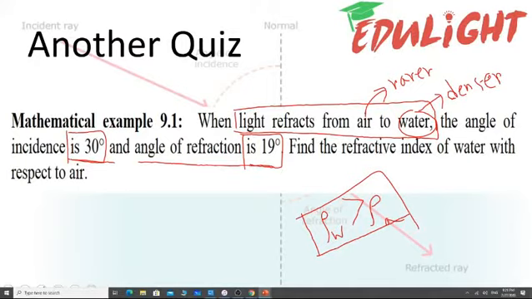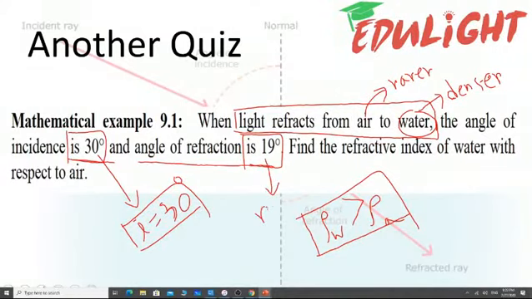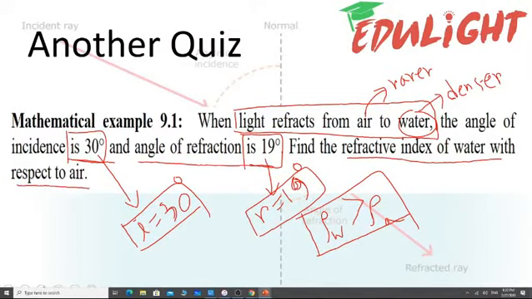Okay, in this case the angle of incidence is 30, that means I equals 30 degrees, and the angle of refraction is 19 degrees. The question asks us to find the refractive index of water with respect to air. What you have to find here is the refractive index of water with respect to air.